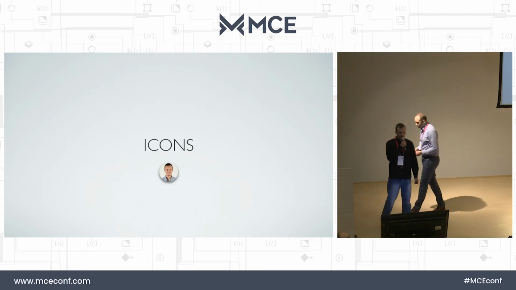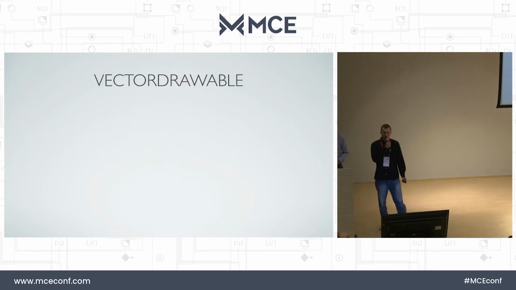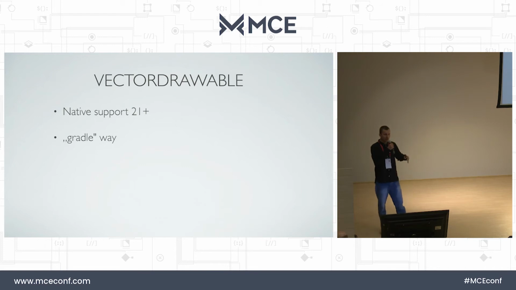All right, so regarding icons, we first considered switching to vector drawables, which natively is supported from API level 21 plus. Since we didn't have that, we couldn't use this support. But fortunately, there are other ways of supporting it. First of all, there is the so-called Gradle way, which basically means that during the compilation process, when you have your vector drawables stored as XMLs, the Android build toolchain generates PNGs for you and puts them back into the APK.